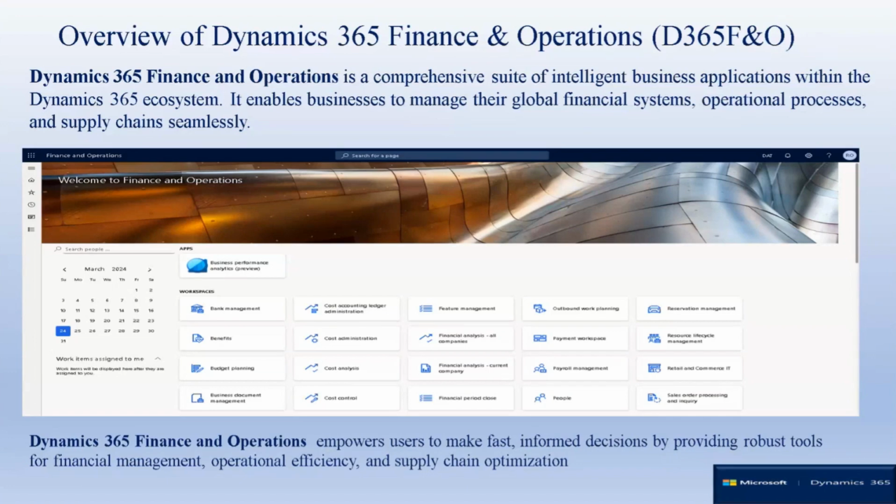So D365 has a large ecosystem. If you're looking at the ecosystem, D365 is divided into CRM, which is customer relationship management, and ERP, which is enterprise resource planning. Today we're focusing entirely on the ERP system. This is Microsoft's own cloud application that does the ERP for you, so it enables businesses to manage a global financial system. The key word there is global.